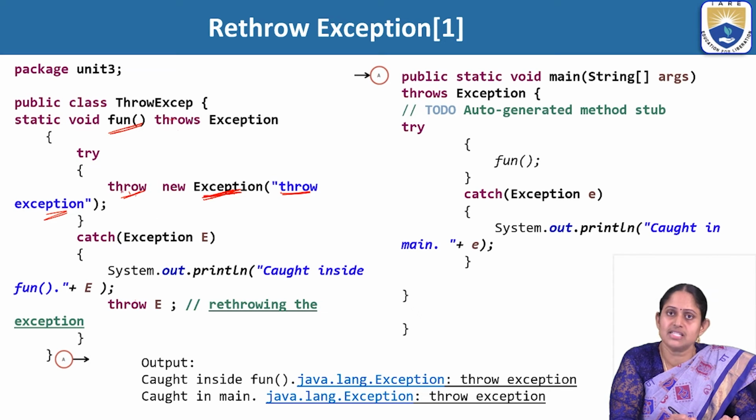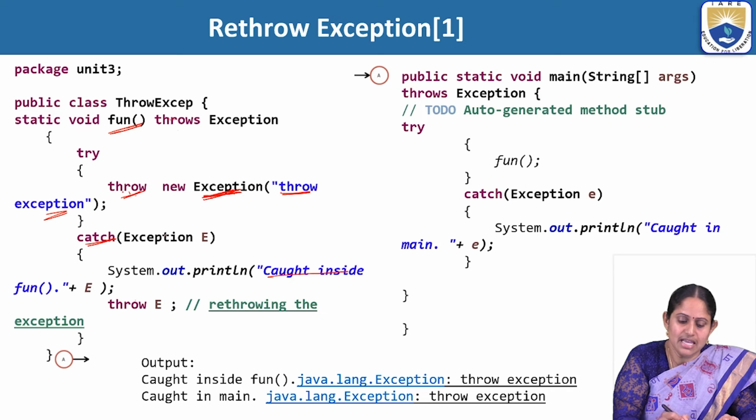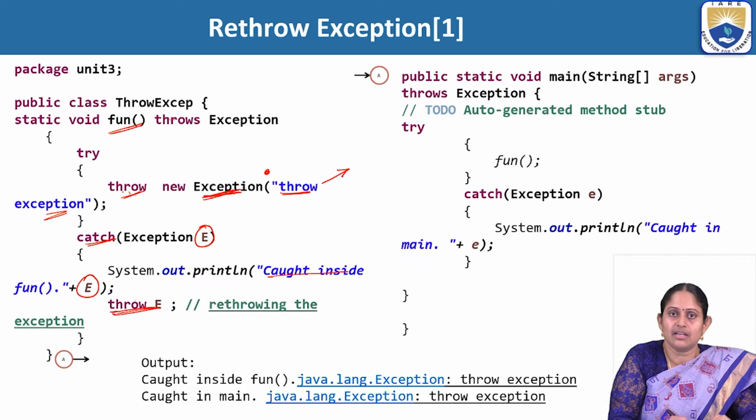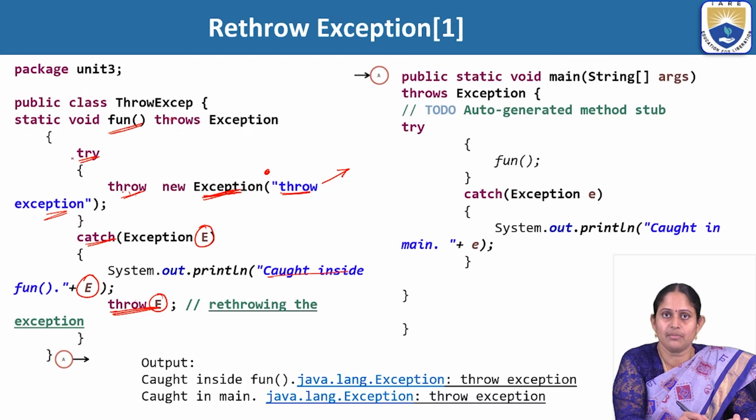Now when this is thrown, it will be caught by the catch block of that particular block, and it is displaying these statements. So whatever exception object was thrown at this point is caught into e, and that e is being displayed. Now here again we are rethrowing the same instance of the exception object which was thrown at this point. But when it is rethrown here, there is no outer try block present.